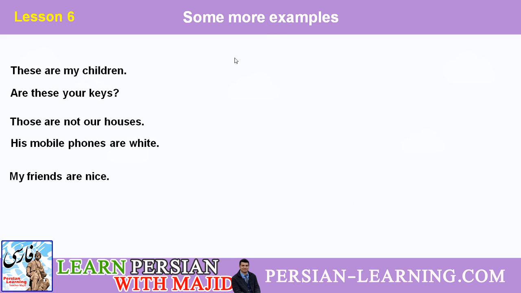Let's have some more and new examples to practice plural. These are my children. We have these, we learned اینا. Then we have the verb which goes at the end as you already know. And we have children. Child is بچه. Then children is بچه ها. Then my children بچه های من or بچه هام. Then you have this and which is are. اینا بچه های منن. Or اینا بچه هامن. Two options you had. بچه های من or بچه هامن.